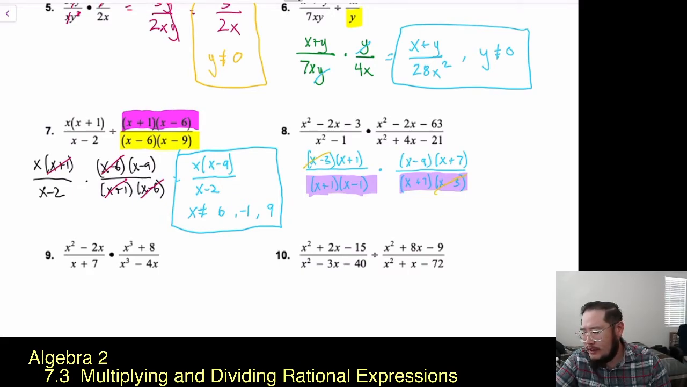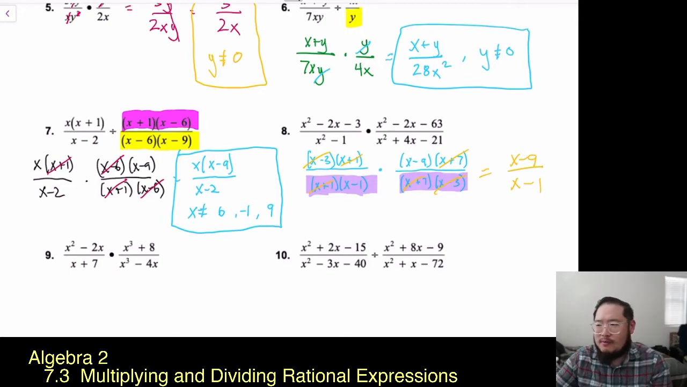The x minus 3's, bye-bye. The x plus 1's, see you later. The x plus 7's, sayonara. And all of this now just becomes x minus 9 over x minus 1.